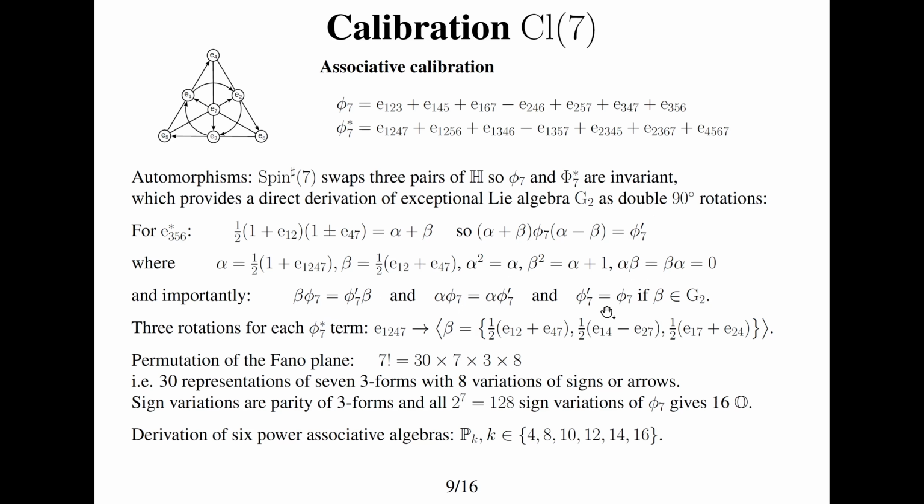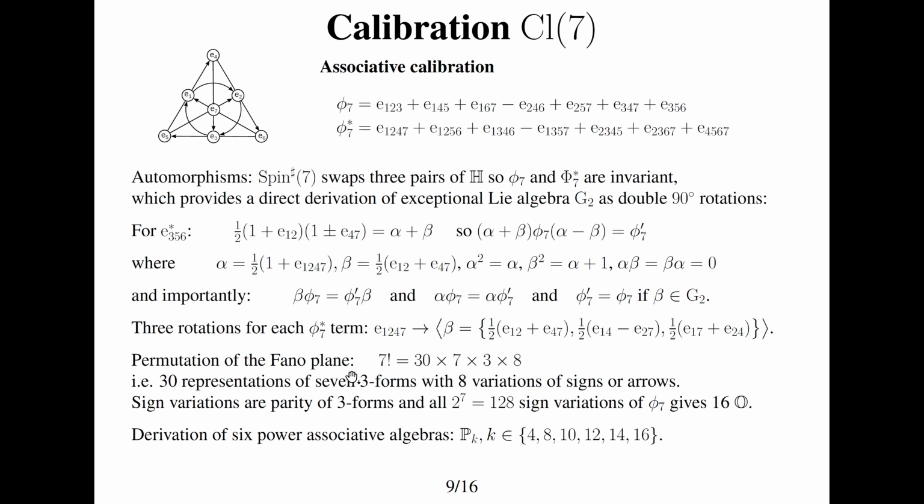And furthermore, if you choose the betas from this subset of 3 rotations for every one of the 7 elements, and you choose the sign correctly, then it's a member of G2, and phi 7 dash equals phi 7. So the calibration is invariant, and so both calibrations are invariant. So this algebra G2 is the automorphisms of Sedenions and the automorphisms of the spin-sharp algebra.